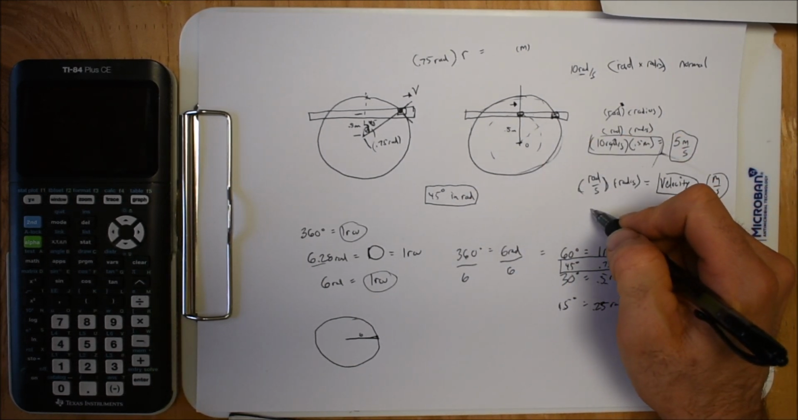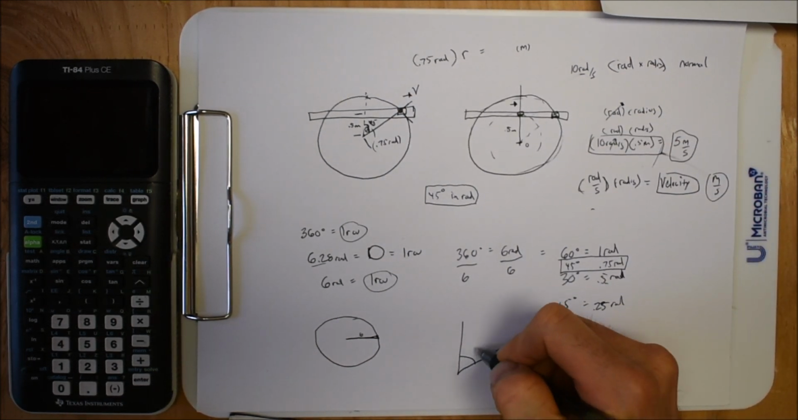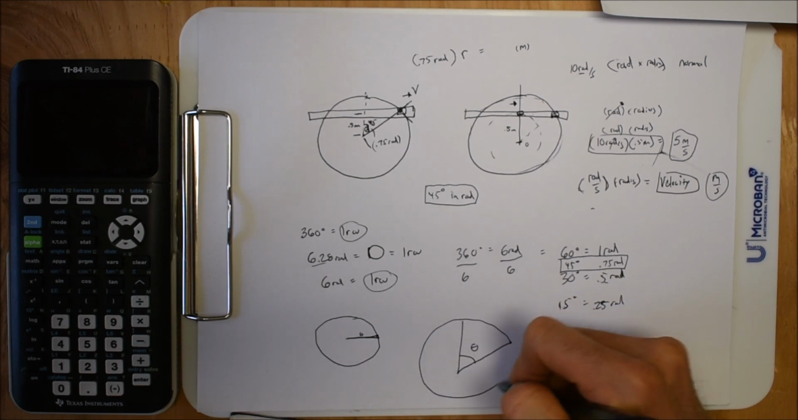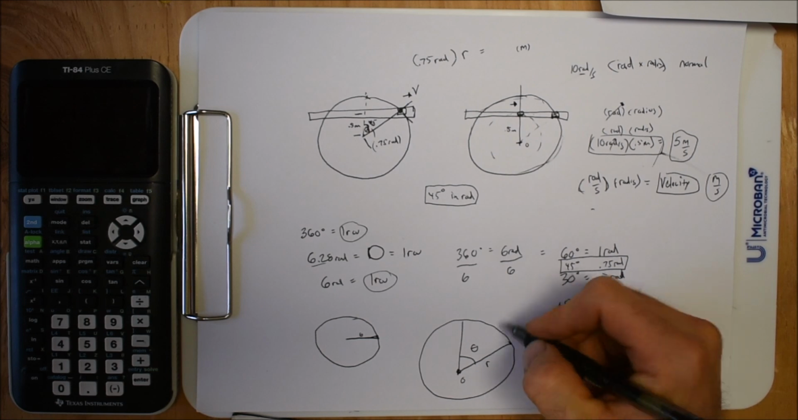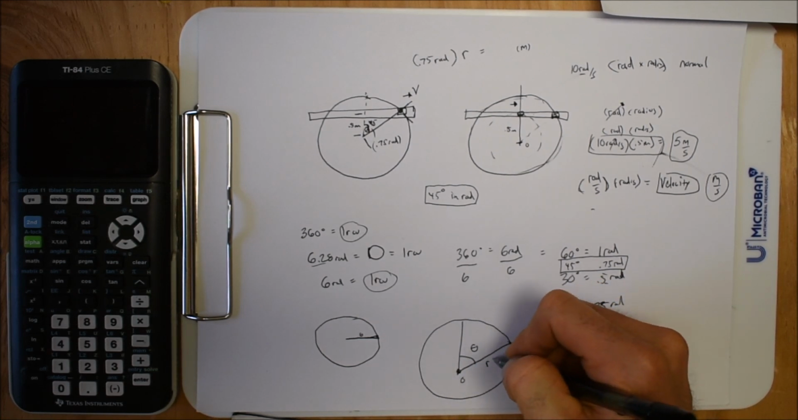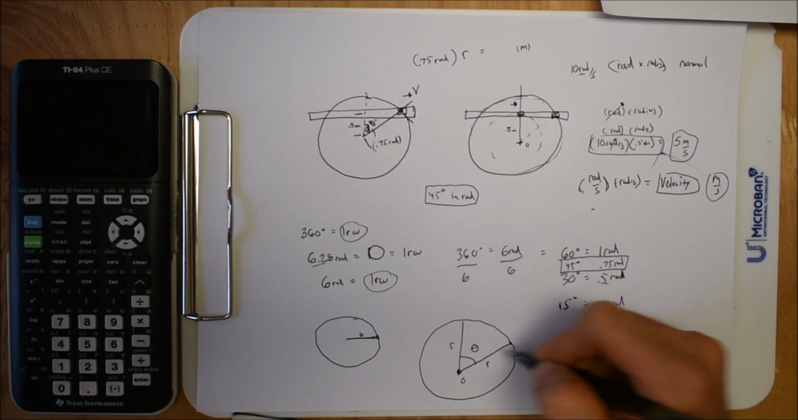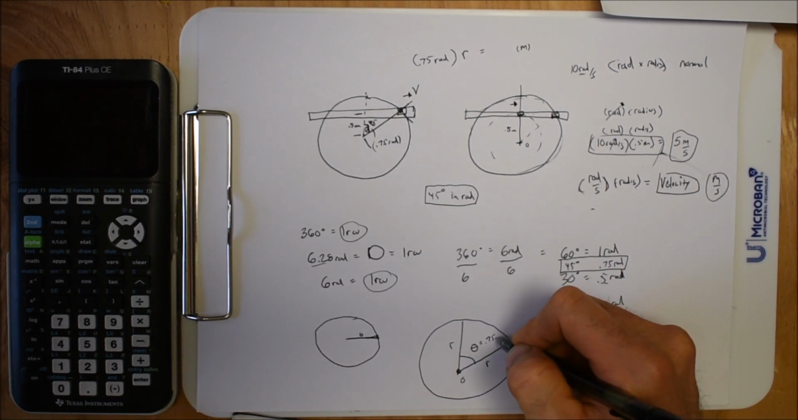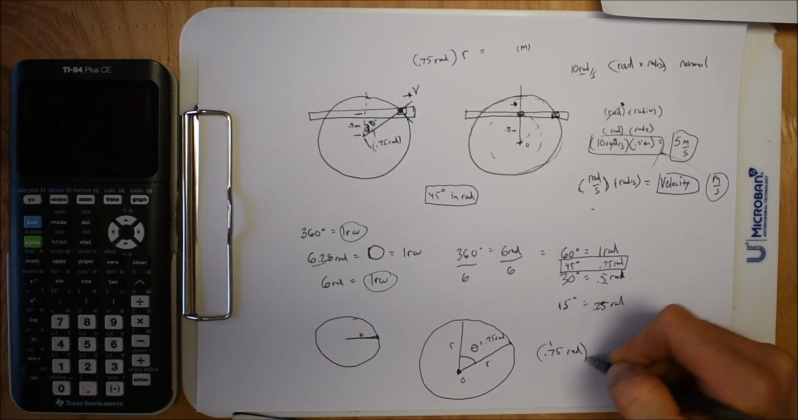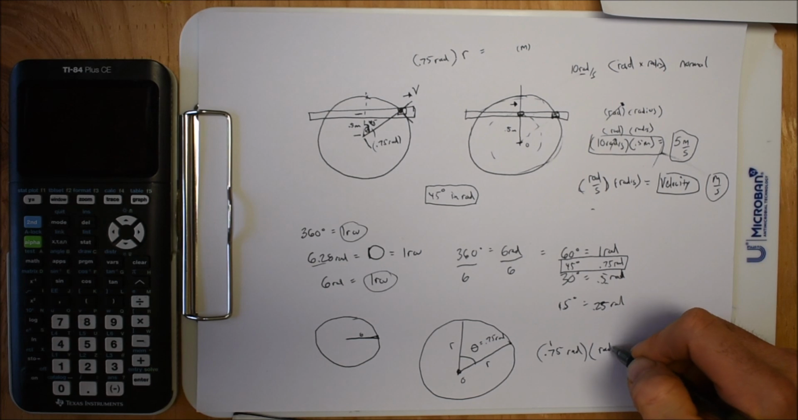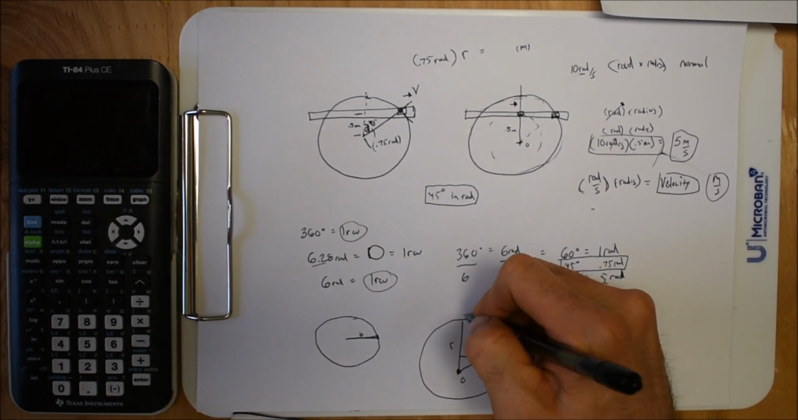But if I just have an angle, well, you must have a circle, and this is your center. This is your radius. This is also your radius. And someone said this is 0.75 radians. So what's 0.75 radians times radius? Well, that's going to be this length right here.